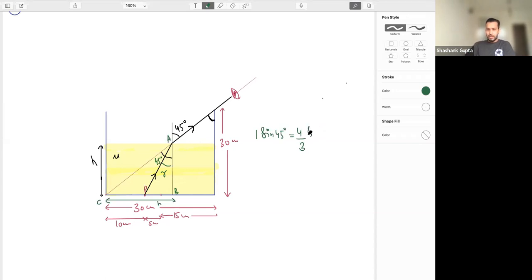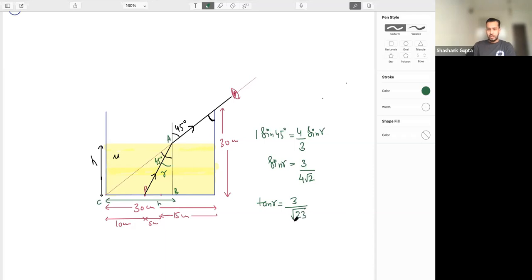So mu sine R. Can I say sine R? We know it is 1 by root 2, so it is 3 upon 4 root 2. So this is 3 upon 4 root 2. Now if I know sine R, may I know tan R also? Yes, tan R we also know. We had just calculated 32 minus 9, which is 23.